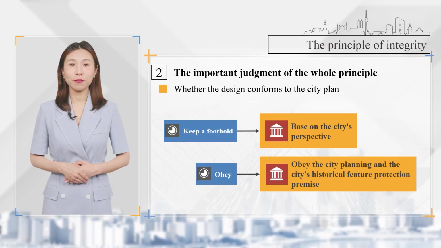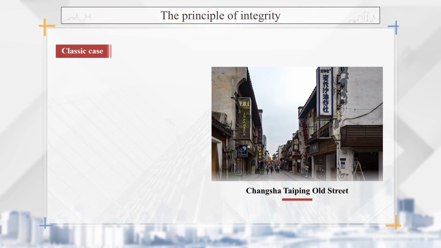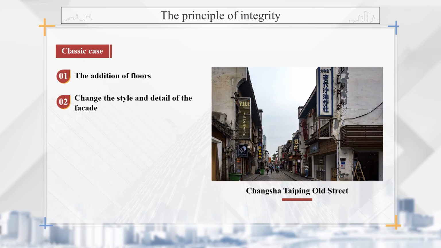First, the principle of integrity requires that the restoration and design of historic buildings must comply with the requirements of urban planning. The restoration of historic buildings should be treated from the perspective of urban development. Urban planning should clearly define the depth of historic building restoration design, including whether to allow the addition of floors, and whether to change the style and detail of the facade according to the location and area of the building.